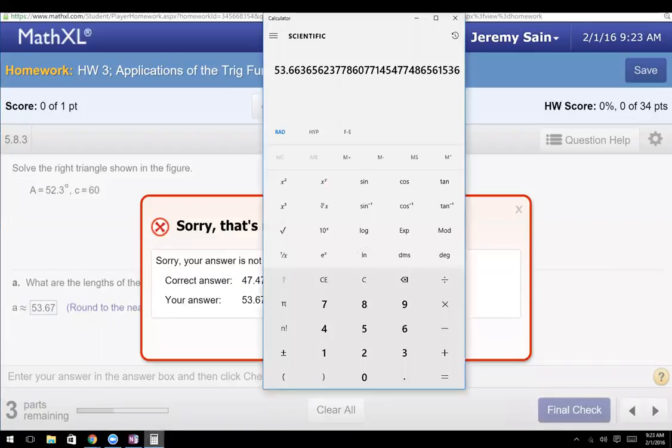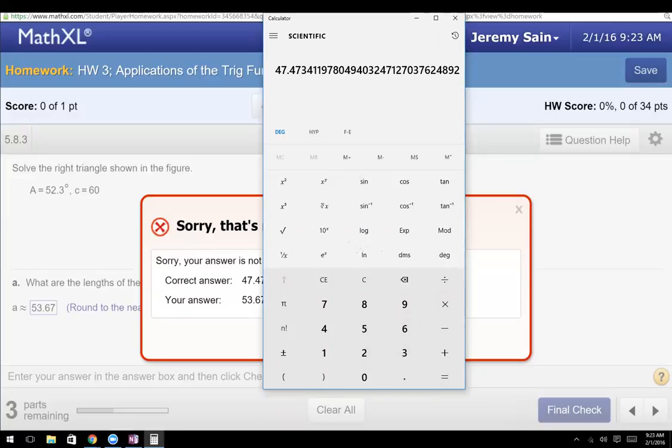Oh, wait. Maybe you had it in the wrong thing. Oh, crap. Sorry. We were supposed to be in degrees. Our calculator was in radians. Sorry. I should have listened. That happened to me literally yesterday. I was doing my homework and I was like, why am I getting such a wrong answer? Okay, 52.3 sine times 60. 47.47. Who would have thought?